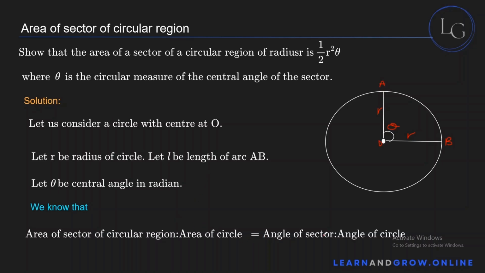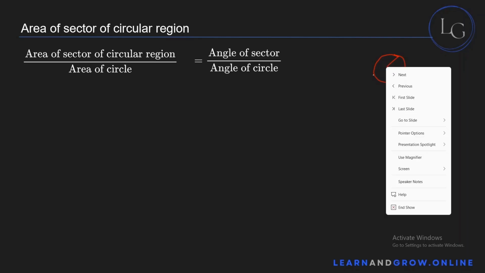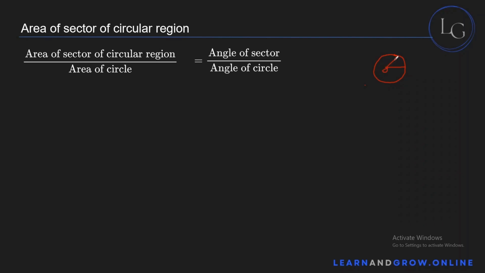We know that the area of the sector of a circular region over the area of the circle is equal to the angle of the sector over the angle of the circle. It's just like similar triangles or similar shapes. So basically, if you have this circle, and let's say you have this sector here, and this is the center O, and this is the angle theta. Again, let me just draw it a bit larger.